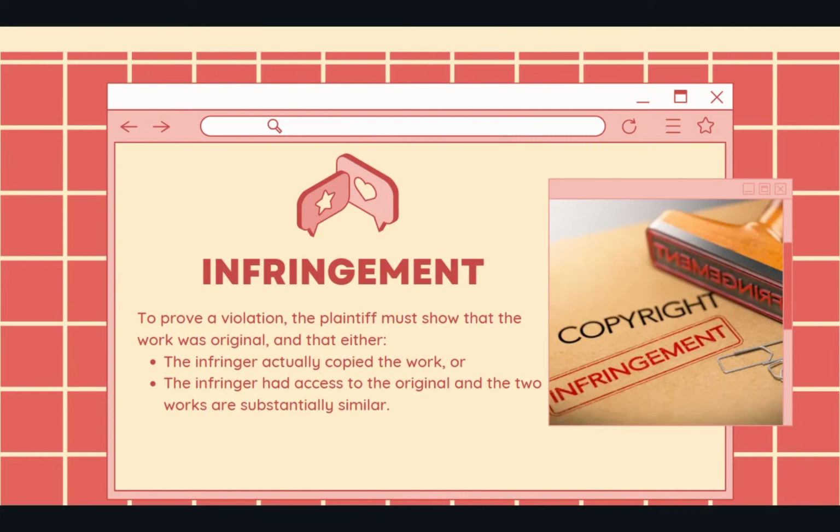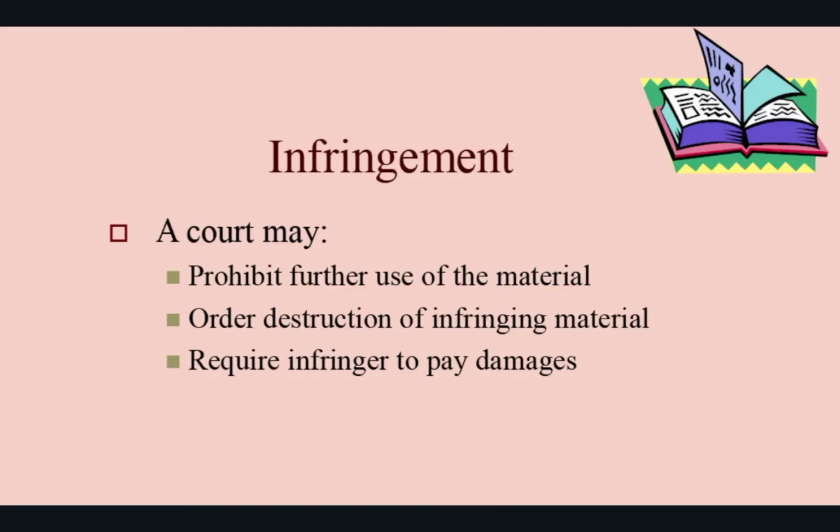We use the word infringement to describe a violation. The plaintiff must show that the work was original and that either the infringer actually copied the work or the infringer had access to the original and the two works are substantially similar. A court may prohibit further use of the material or order the destruction of infringing material, and require the infringer to pay damages.